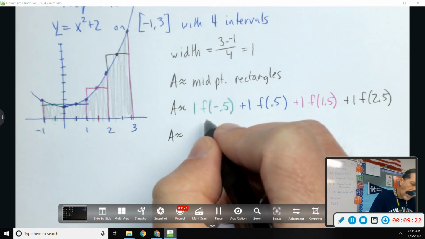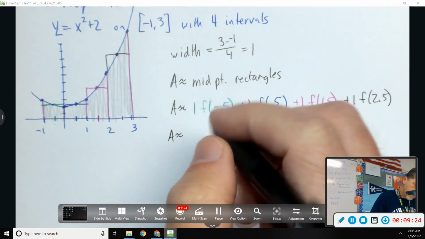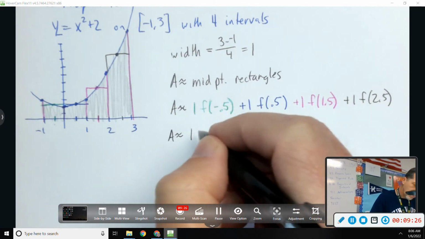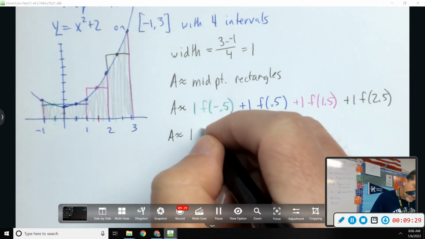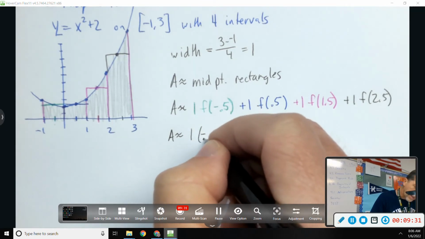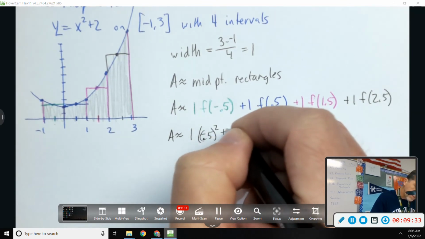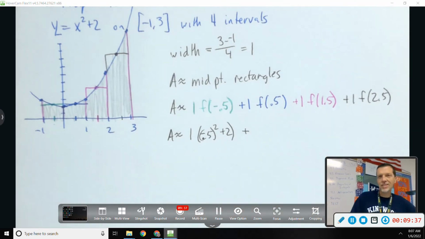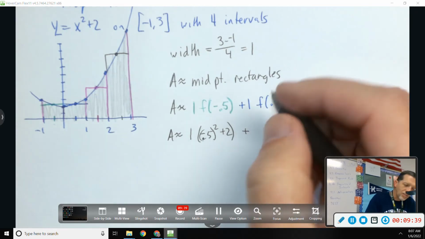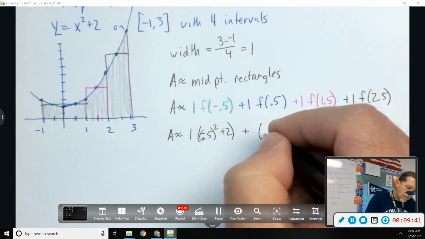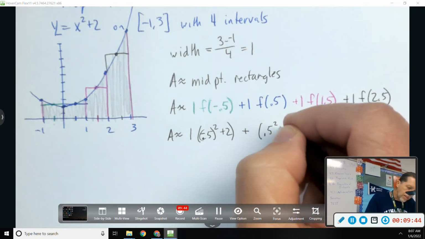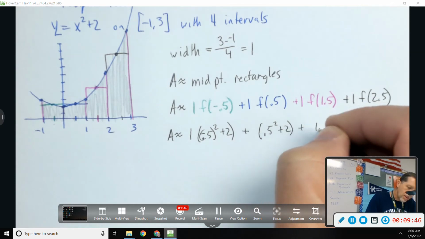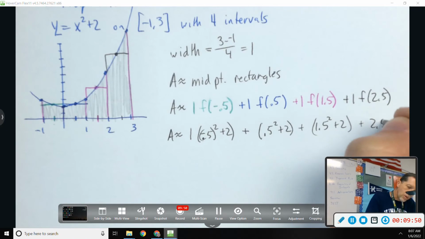I'm going to factor the 1 out. Well, I guess it doesn't matter because it's a 1. Negative 0.5 squared plus 2. All right, I'm not evaluating any of this stuff. I'm just plugging it in because I'm not to a safe stop yet. 0.5 squared plus 2. 1.5 squared plus 2. 2.5 squared plus 2.